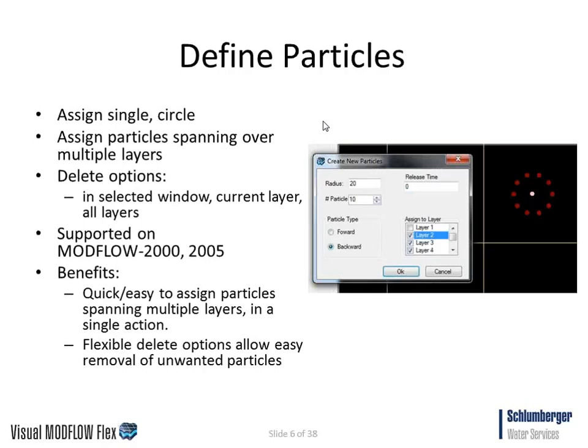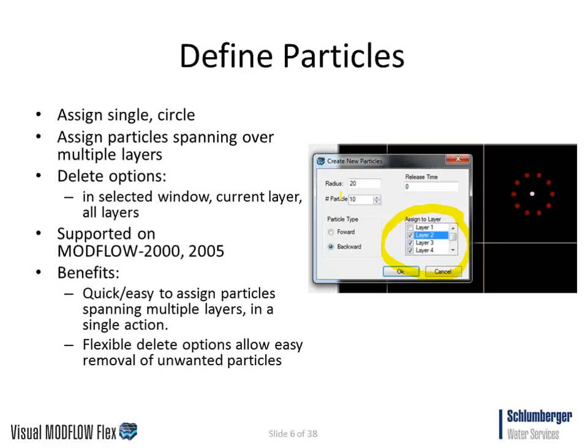Similar to what I showed you in the last slide for ZoneBudget zones, when you create particles, you can have those spanning over multiple layers, which means you don't have to create the particles for one layer and then copy them down to multiple layers later on. You do this all in one shot, which again makes it much easier to create those particles spanning multiple layers.